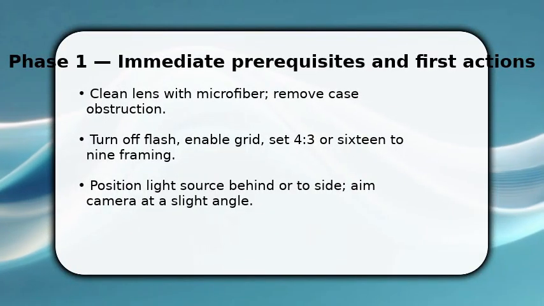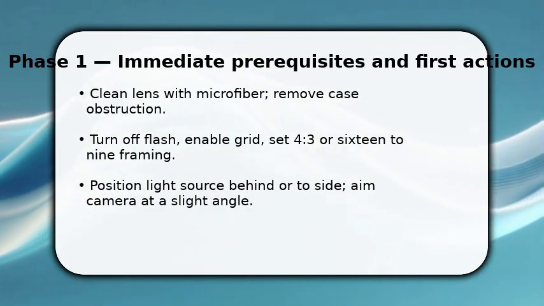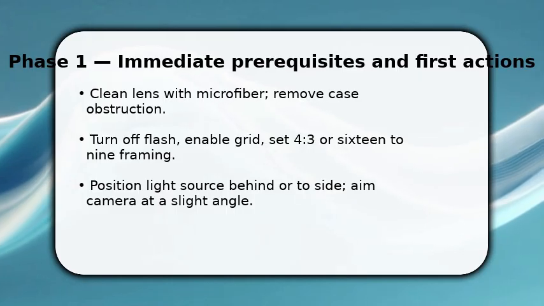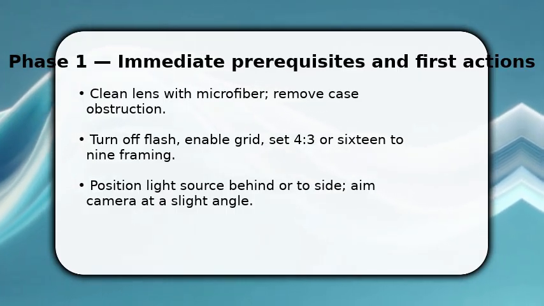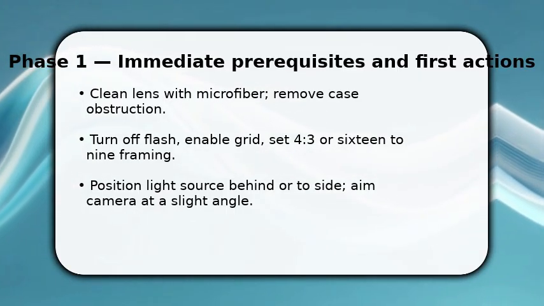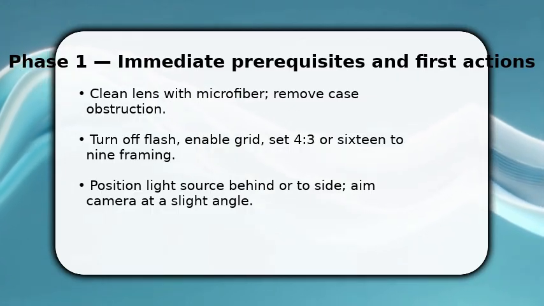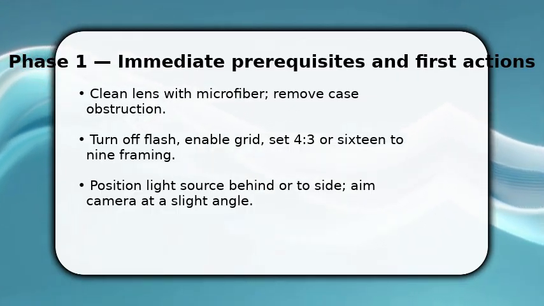You begin by removing immediate causes of glare. Wipe the lens and turn off the flash so you don't create extra reflections. Once done, enable the grid and frame in 4:3 or 16:9 to keep horizons straight. This helps you judge angles.